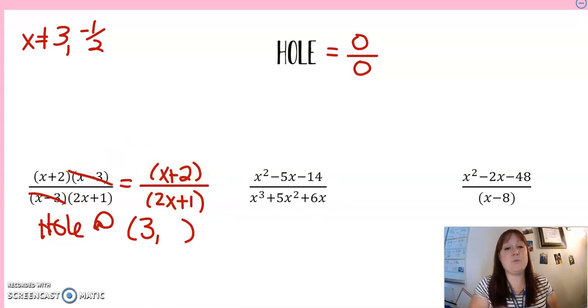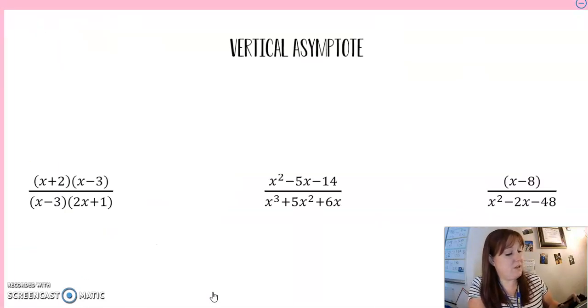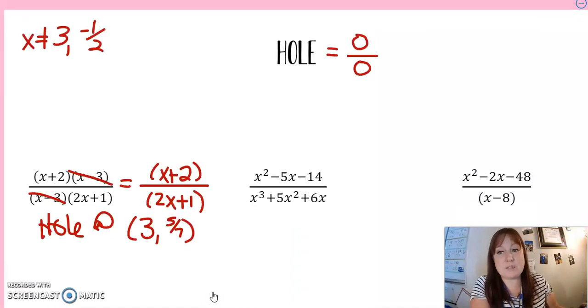Okay, so if I plug 3 into this reduced function, I get 5/7. So the hole for this function is at (3, 5/7). Now we can find the vertical asymptote, I believe. Yep, I have that same function. We'll find the vertical asymptote on the next slide, but that's how you find the hole. Okay, so let's look at the next one.